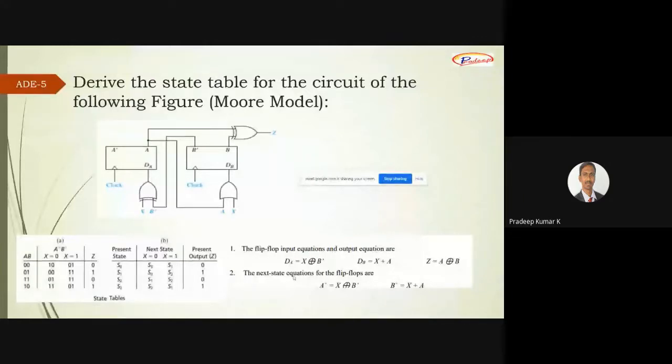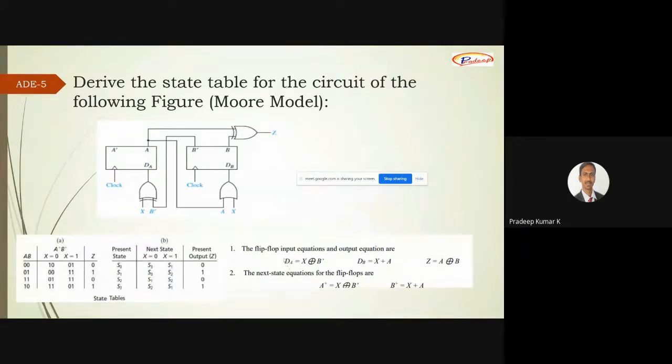The next state of the flip-flop also matters, where I will call A as A plus and B as B plus. Hence, with the help of the next state, that is the state graph and state table, I can write A plus equal to X exclusive OR B dash.